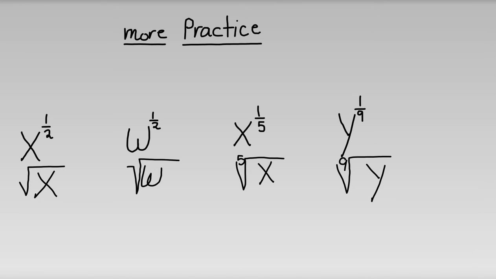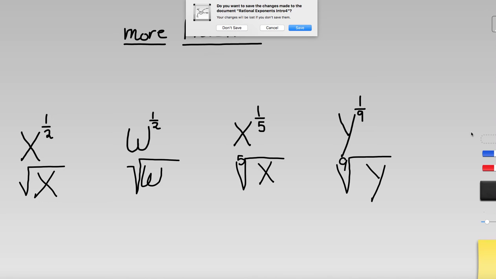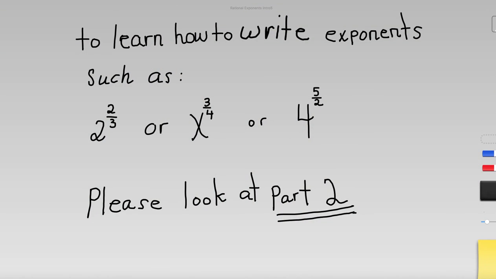Hopefully this quick introduction was helpful for helping you write numbers where the numerator is 1. If you want to learn how to write numbers where the numerator is greater than 1, such as 2 to the 2/3, or x to the 3/4, or 4 to the 5/2, simply check out part 2 of this video.